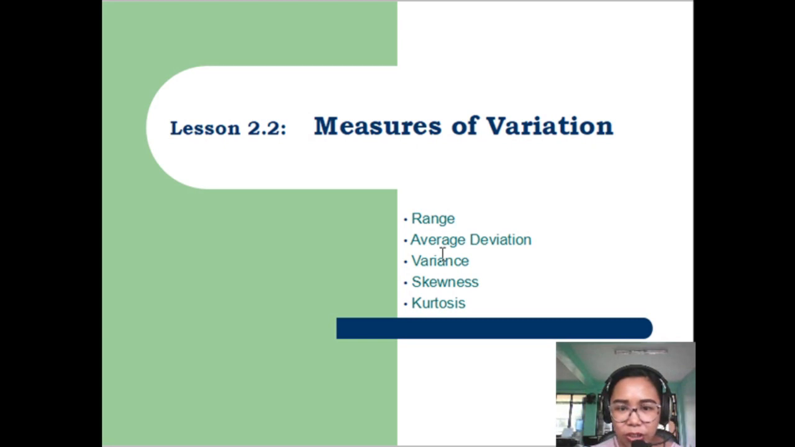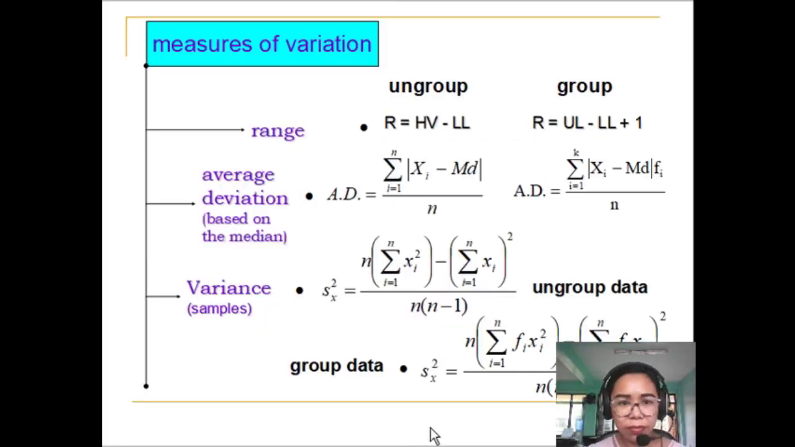Range, average deviation, and variance are some measures of variation. Skewness and kurtosis also explain the variation of our data set. We will discuss three measures of variation: the range, the average deviation, and the variance. For the average deviation, we will use the average deviation based on the median because variance is already based on the mean. We have here the different formulas. You can see them in the presentation.